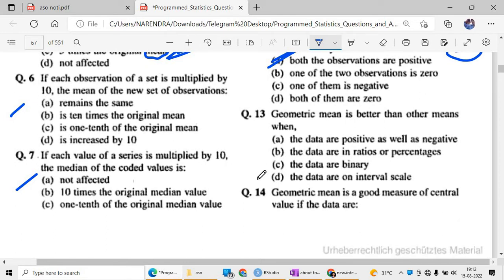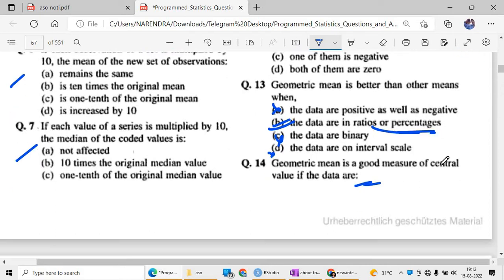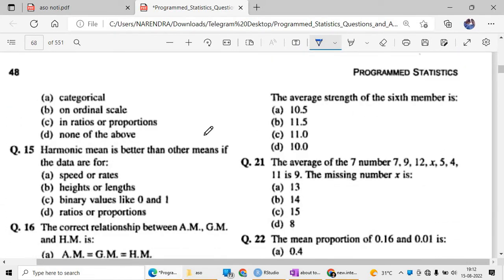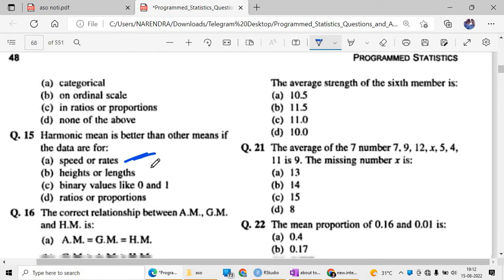Question 13: geometric mean is better than other means when data are positive as well as negative. So option A will be discarded. The data ratios will be best for geometric mean. Binary is wrong, data on intervals is also wrong. So geometric mean is a good measure of central tendency for data where we already discussed ratios and percentages. That will be the answer. Harmonic mean is better for speed and rates. So these are all standard questions.